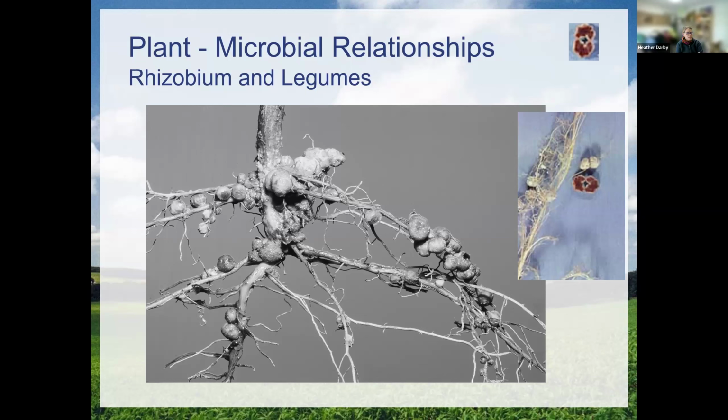Okay, now what does the rhizobium get in exchange for that nitrogen? In exchange, it gets energy, sugar, carbon from the legume. So the legume has to give up some energy, some carbohydrates to the bacteria in order to get the nitrogen. Okay, so it's a symbiotic relationship.